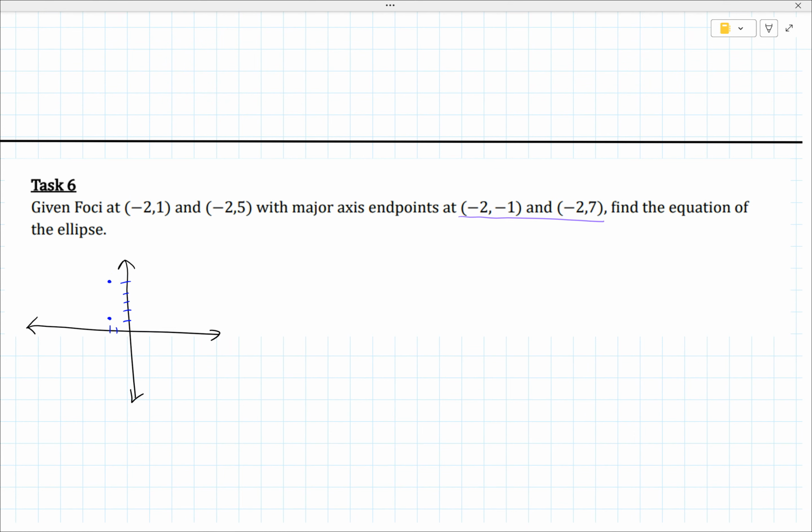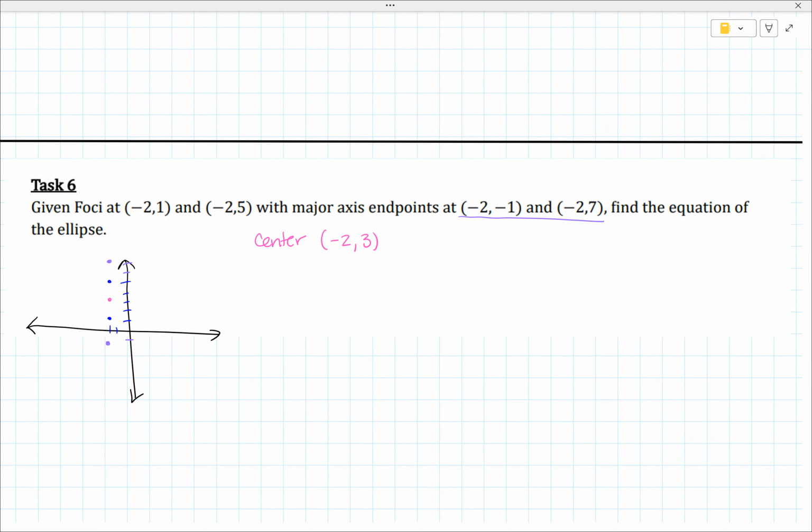So -2, -1, and -2, 7, which makes sense. The foci are on the inside. So from here, we have a couple things. We can find the center by finding the middle between the foci. You could use a midpoint formula or eyeball the in-between. Our center is going to be -2, 3.